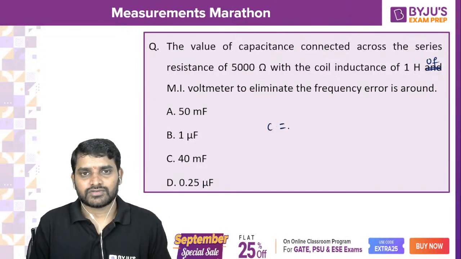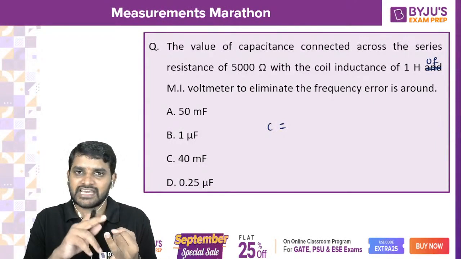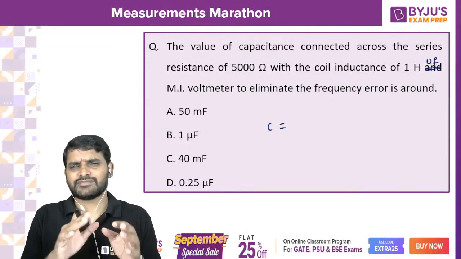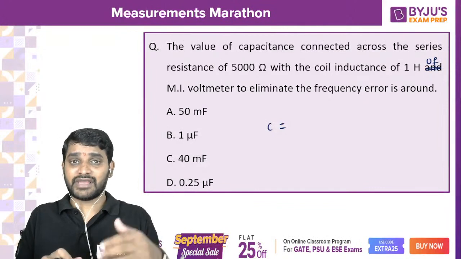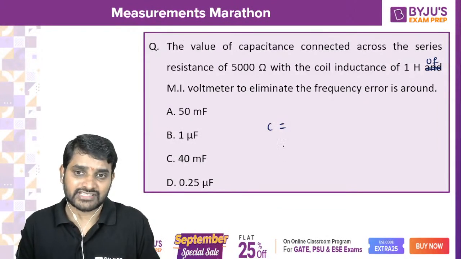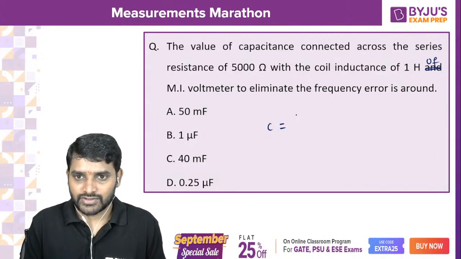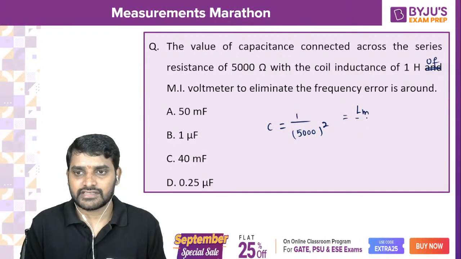C is equal to 0.41 times Lm by Rsc square, and check also with Lm by Rsc square. Sometimes they'll give you two answers, very rarely. The answer may be with any one of the formulas. That is the reason why you check with 0.41 times Lm by Rsc square and with Lm by Rsc square. So Lm is 1 Henry, Rsc is 5000, whole square.